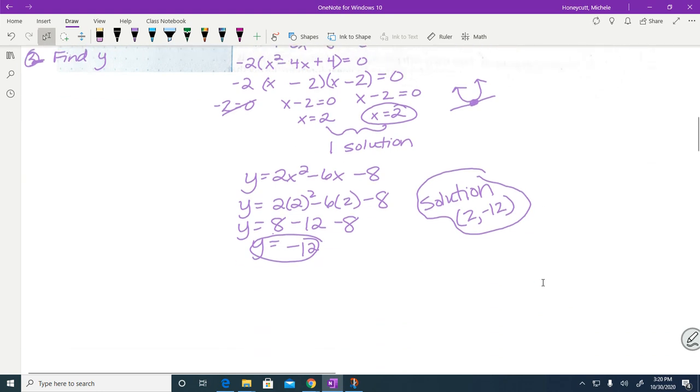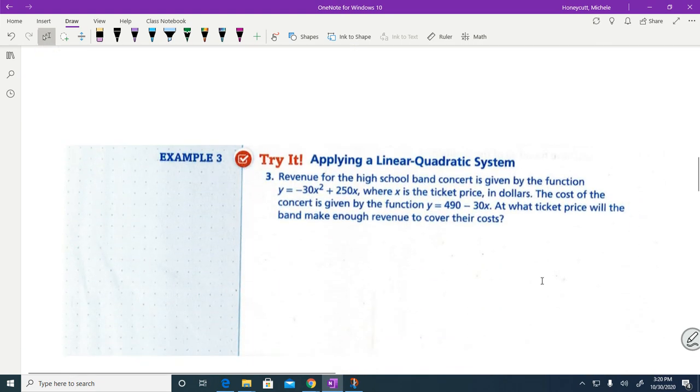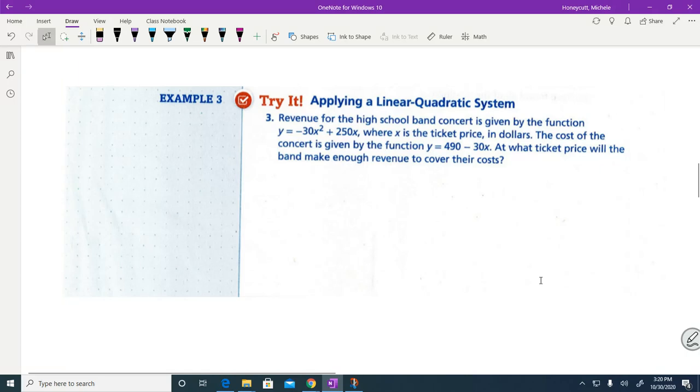All right, moving on. Let's do a word problem. Example 3 says revenue for the high school band concert is given by the function y equals negative 30x squared plus 250x, where x is the ticket price. They're telling me what x is, so I'm going to highlight it. x is the ticket price in dollars. The cost of the concert is given by the function y equals 490 minus 30x.